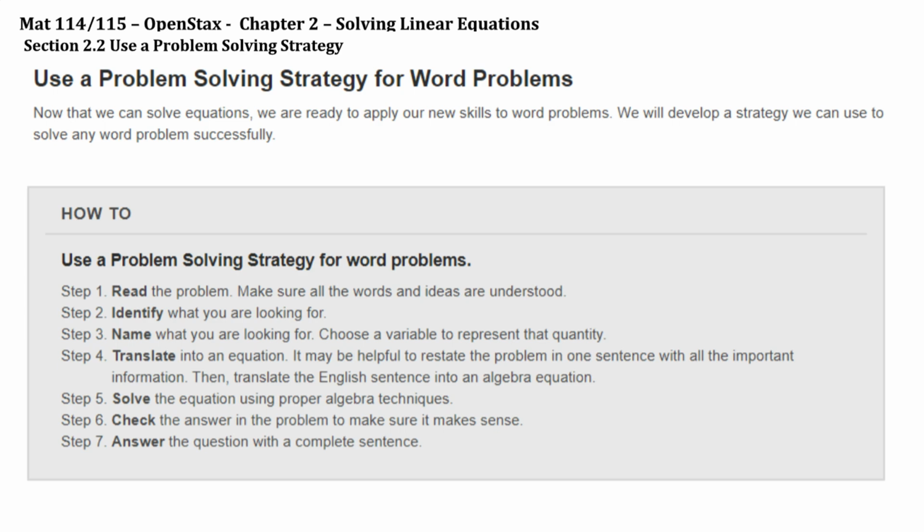Translate it into an equation. It may be helpful to restate the problem in one sentence with all the important information, then translate it from English into an algebra equation. Solve the equation using proper algebra techniques. Check the answer in the problem to make sure it makes sense. Answer the question in complete sentences. Now, important thing, number 6, that it makes sense. For example, if you're trying to find a distance, it should not come out to be a negative answer. Same thing with area, things of that nature.